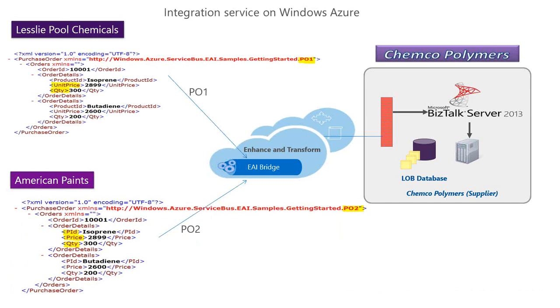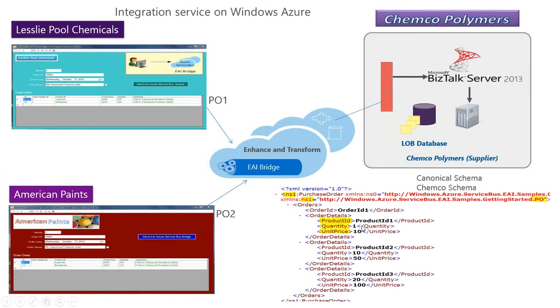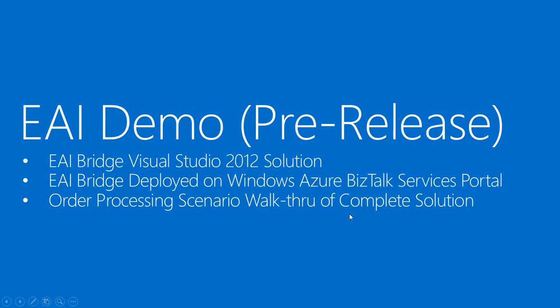So we have 2 specific types of purchase orders. If you look at it carefully, they're designed a little differently. So there's purchase order 1. That is the namespace, and you see the field names are slightly different from the American Paints field names, and the American Paints namespace has got PO2, so it is a little different, right? And that is going to be consumed by the EI bridge, and it's going to transform it. There's "enhance" written there. It's not going to enhance it. It's going to transform the message to this canonical schema for the Chemco line of business system. And if you look at the namespace, it is definitely PO, so it has a different namespace, and it's a canonical schema that the EI bridge is going to work on, right?